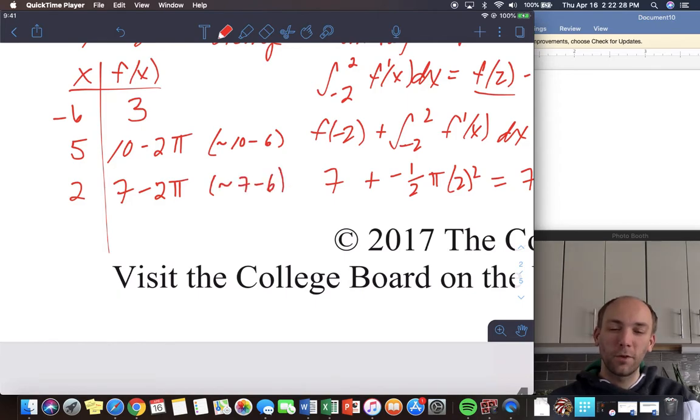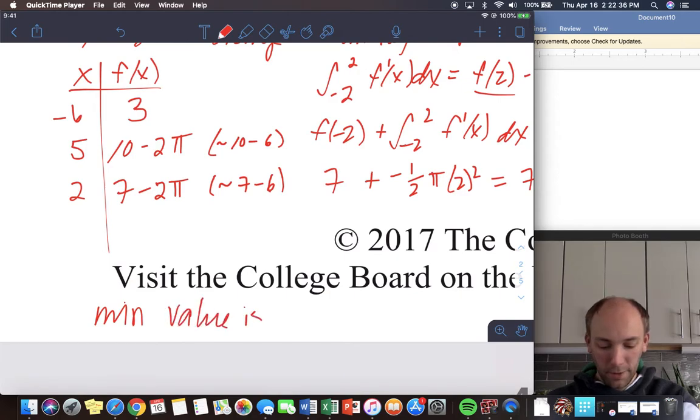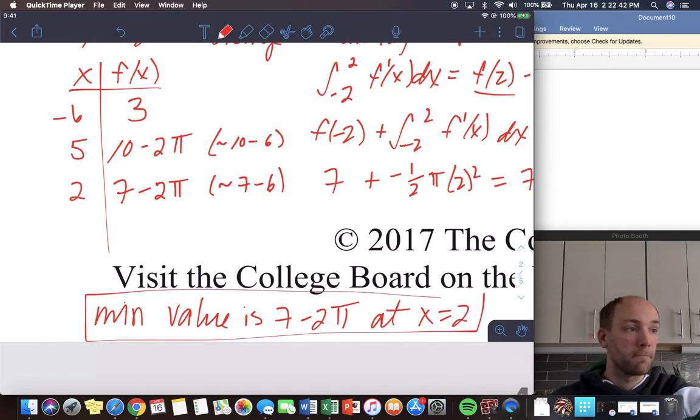So which of those would be the lowest number? The minimum value is 7 minus 2 pi at x equals 2. Okay?